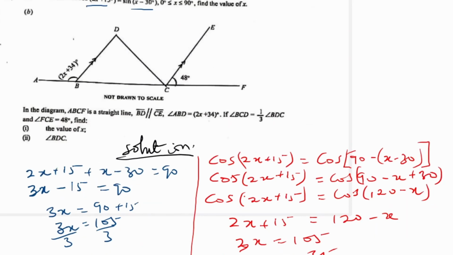And this is a very important information for us, which says that the line segment BD is parallel to the line segment CE. So if the line segment BD is parallel to CE, then it means that this angle here, FCE, and then CBD are corresponding angles, and corresponding angles are equal. So that would mean that angle FCE is equal to angle CBD, and that will give us 48 degrees.